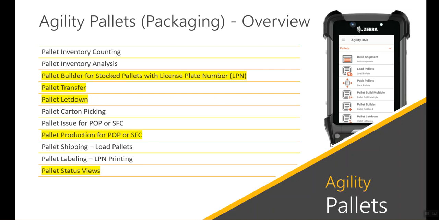We do that by using a license plate number, or LPN. So I'm going to transfer a pallet, and I'm going to let down a pallet. Letting down a pallet takes it from palletized inventory to loose pick inventory. So many times you have a pallet up in the third or fourth level of your racking system. You want to drop the pallet and begin to pick off that pallet. So we transfer it and we let it down.